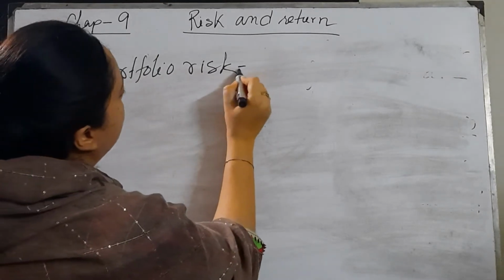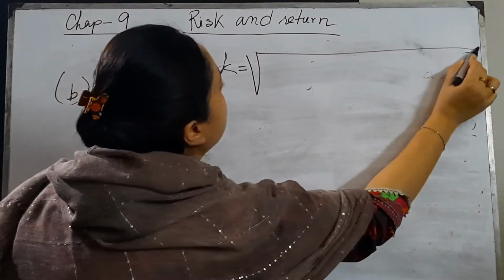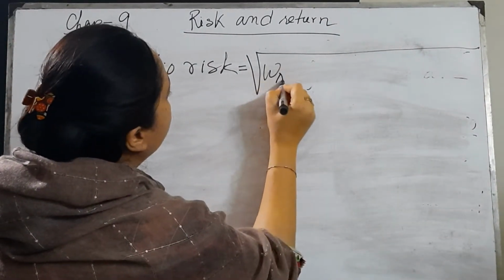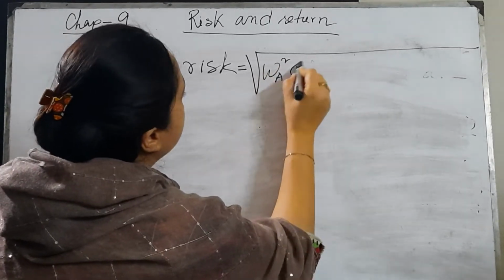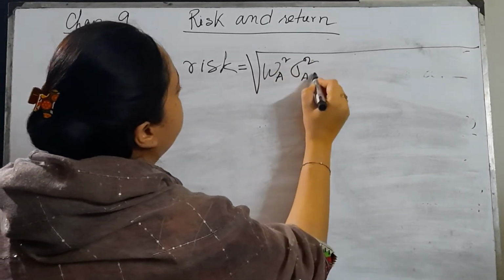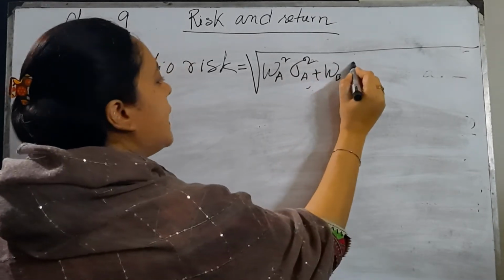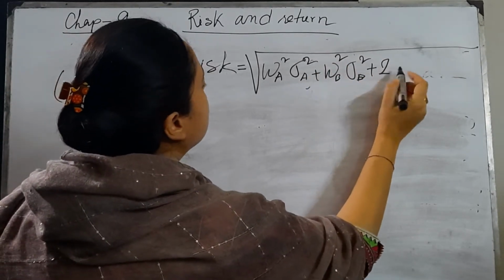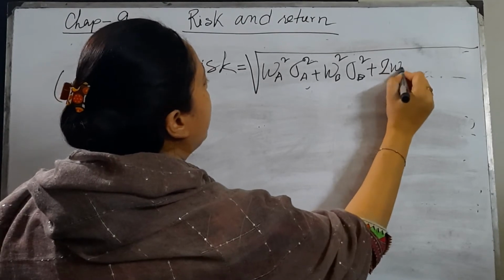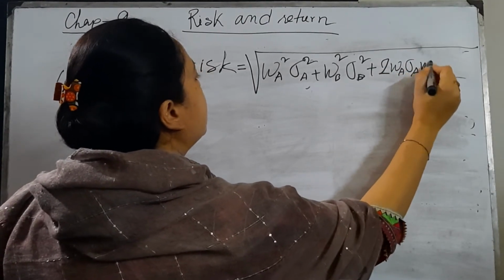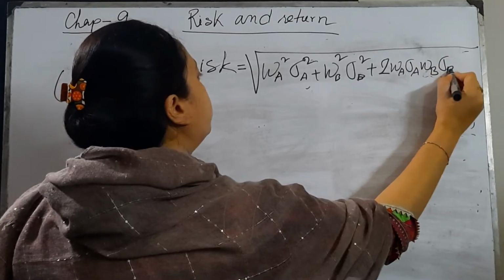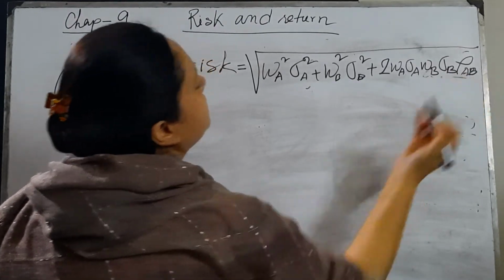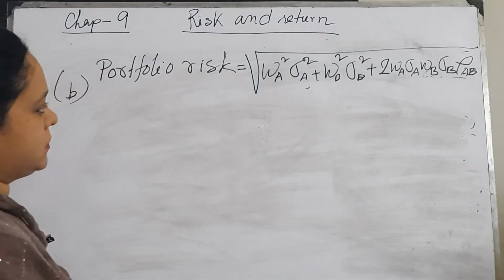The formula is here. Please, my dear students, attentively watch this formula. It's a long formula. Square root of WA square, standard deviation A square, plus WB square, standard deviation B square, plus 2 WA, standard deviation A, WB, standard deviation B, rho AB. Here rho AB means the correlation of both projects.